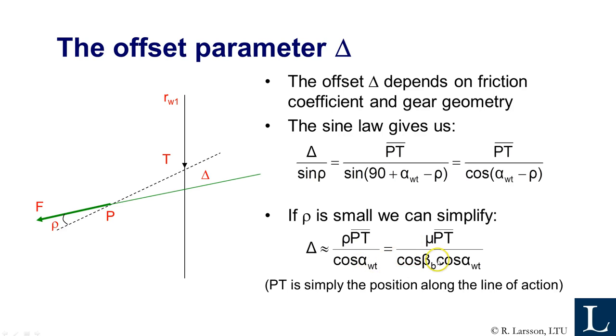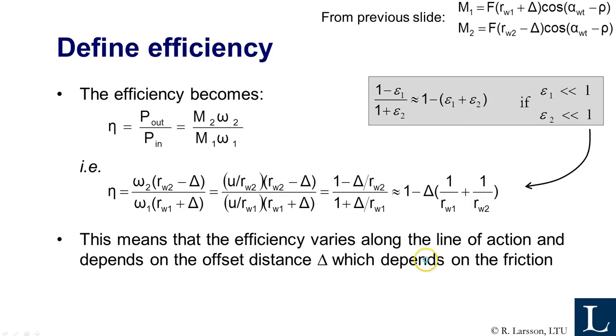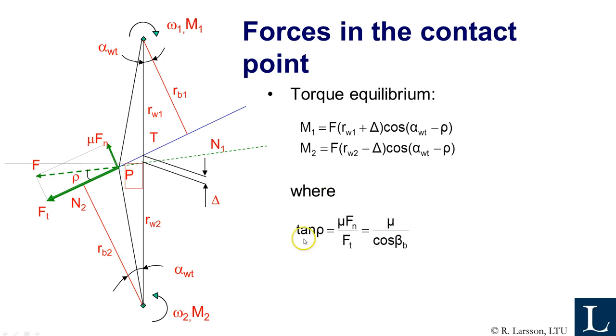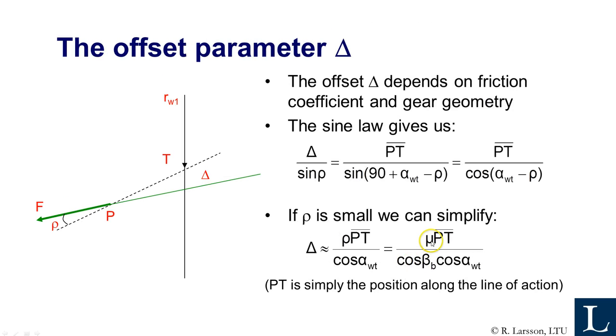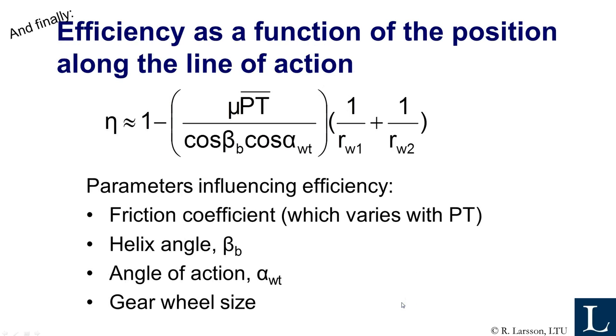And you can also then make use of the previous expression, and you end up with something like mu multiplied by the coordinate divided by the cosine of the helix angle, and divided by the cosine of the pressure angle. So here you can see if you know the mu at the point, but then you remember also that mu is varying very much with how much sliding takes place. So you have to think over that too. Okay.